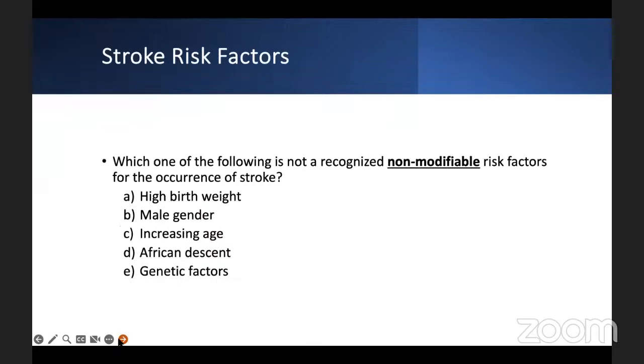So my question to you, and I want your answers in the chat box to show that you are paying attention. Which one of the following is not a recognized non-modifiable risk factor for the occurrence of stroke? High birth weight, male gender, increasing age, African descent, genetic risk factors. Any answers, please?